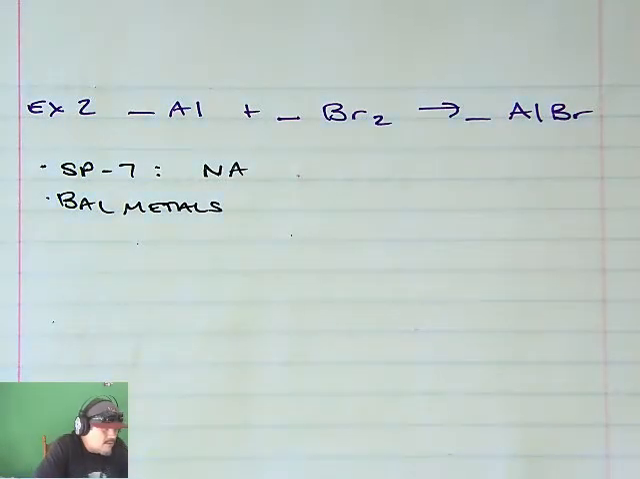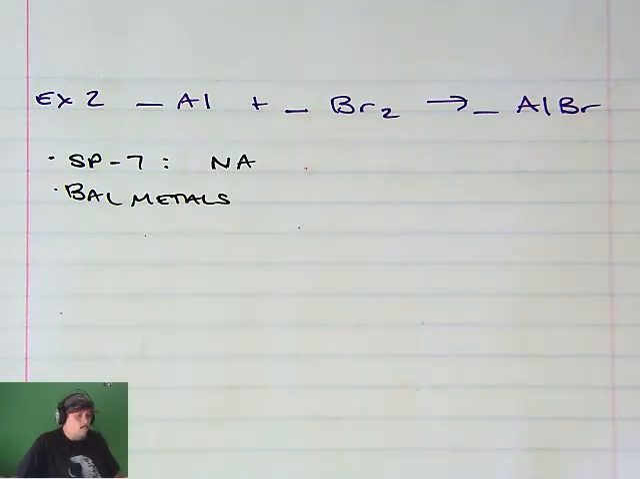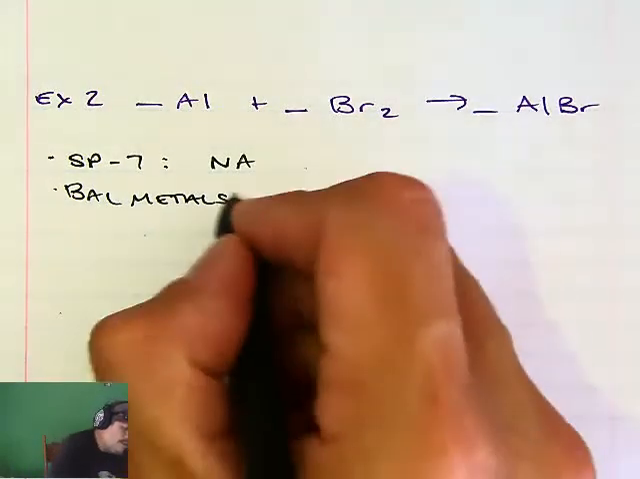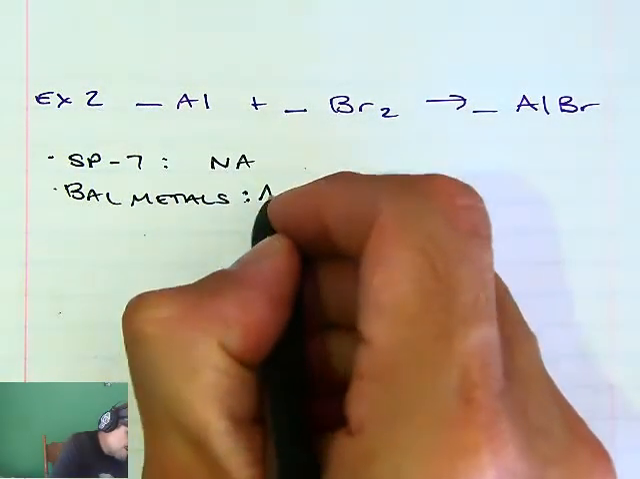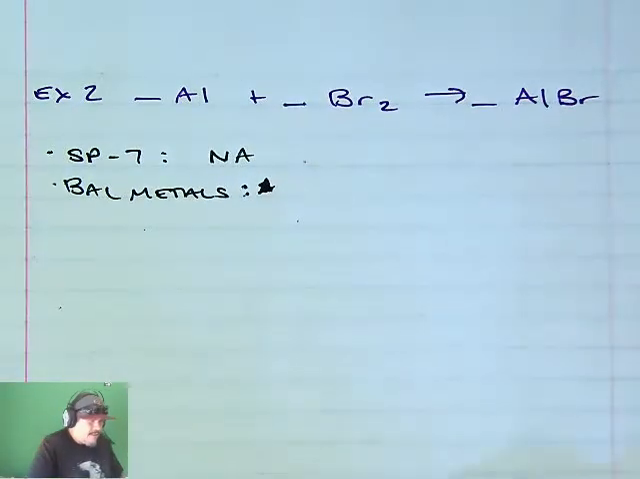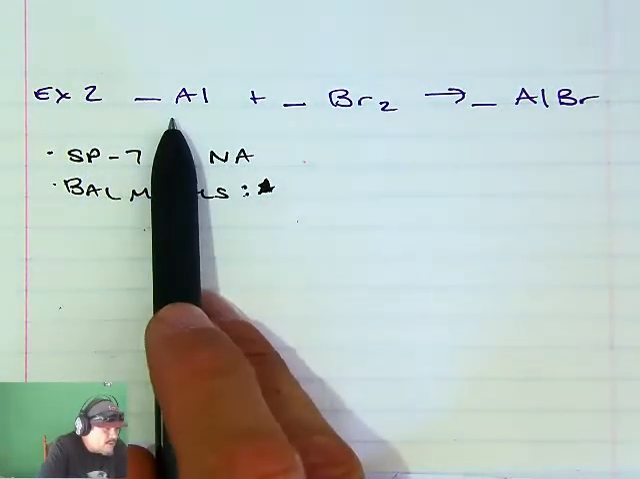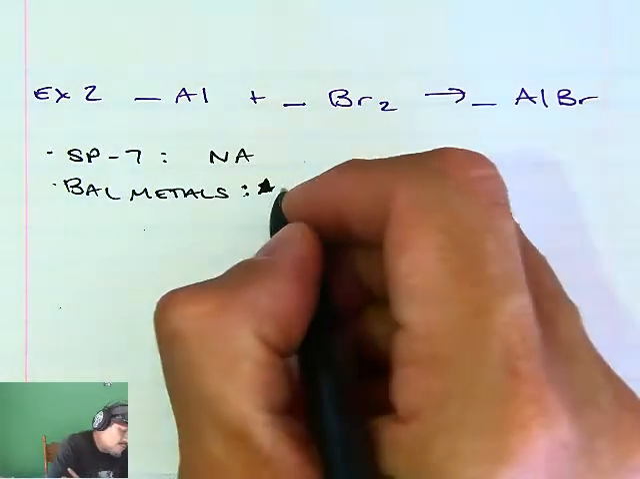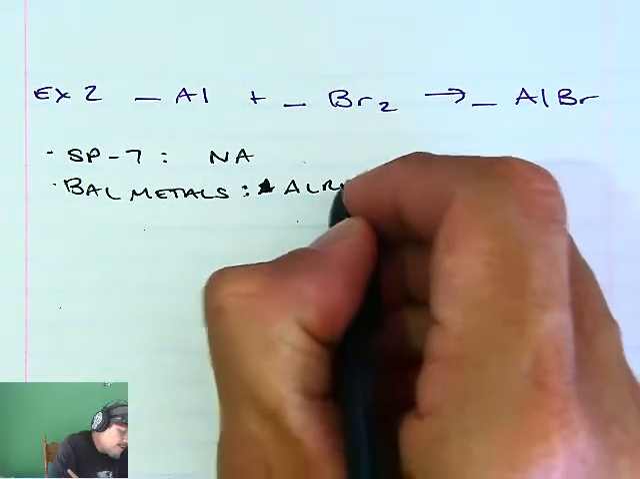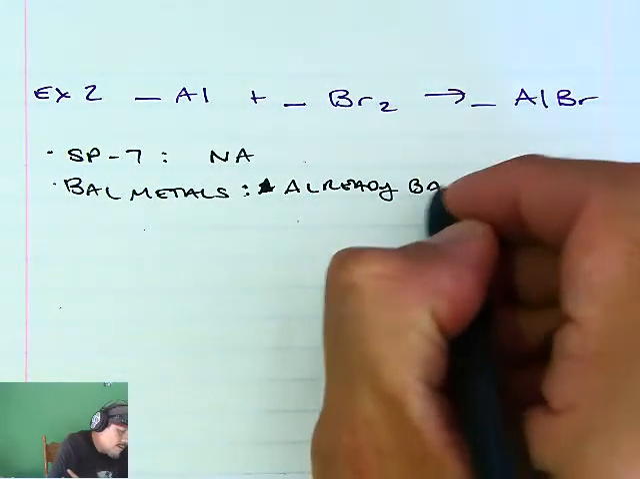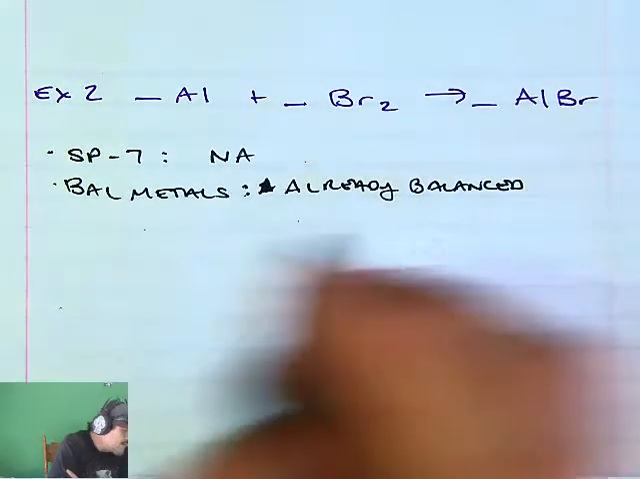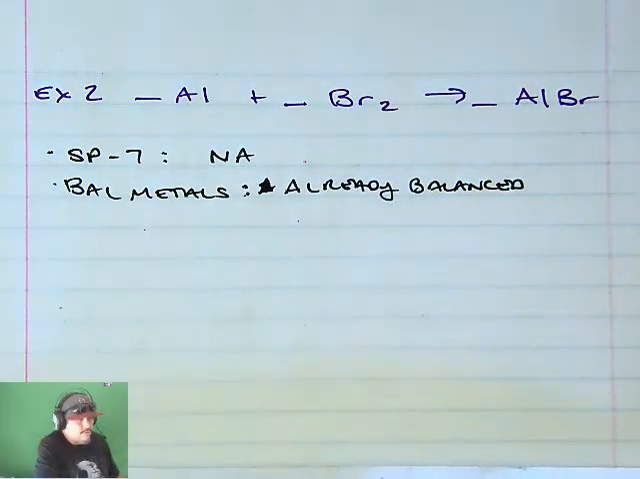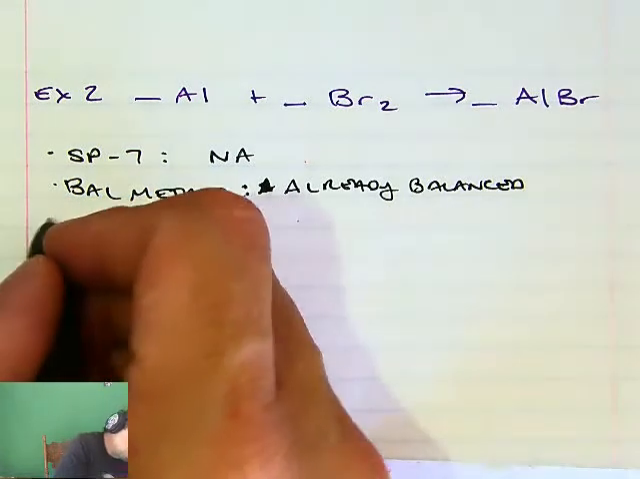Balance metals. Okay? So that's my next thing. I want to balance some metals. So the only metal here is going to be aluminum that we're going to worry about. I'm not going to write anything yet. So I focus on aluminum. 1 aluminum, 1 aluminum. It's already balanced. Okay, so I'm just going to write "already balanced." There's nothing I need to do for that one. Okay, so then I go to nonmetals.